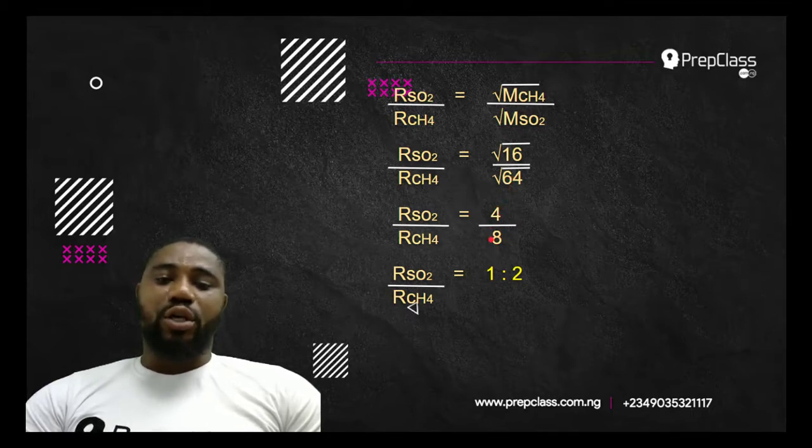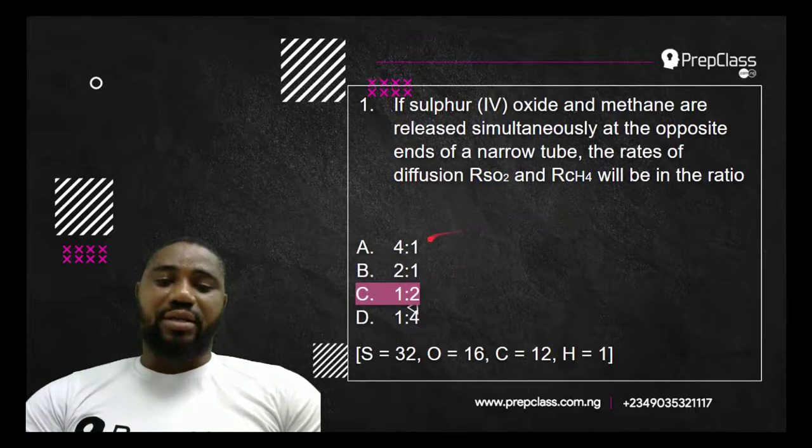So 4 here, 1 into 8 is 2. That's 1 over 2. So the rate of diffusion of sulfur oxide to that of methane is what? 1 is to 2. So what's our answer? 1 is to 2. So the best choice here is C. I believe you understand this calculation.